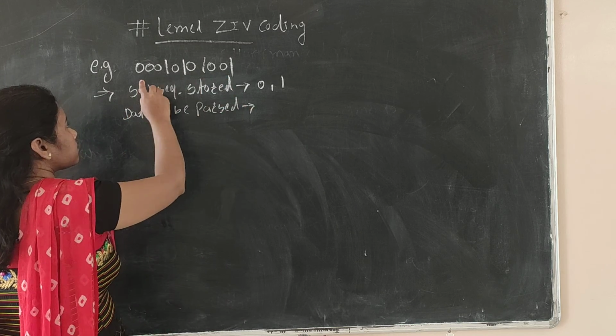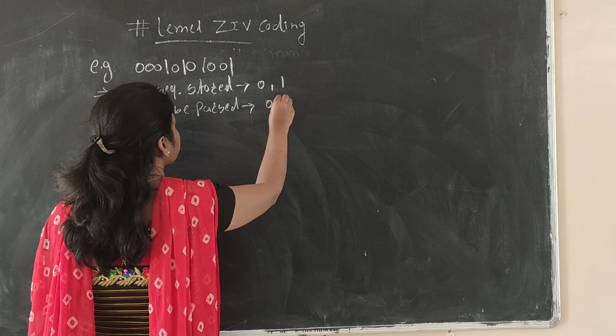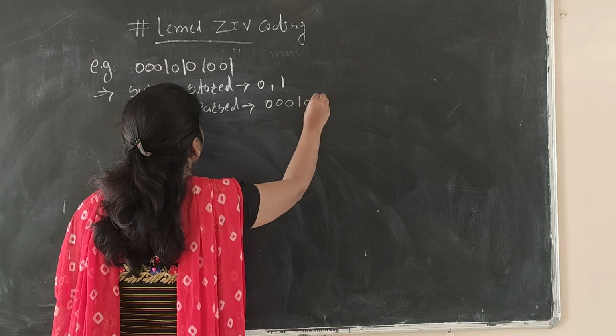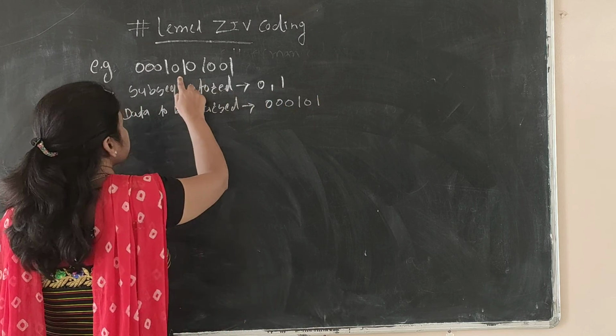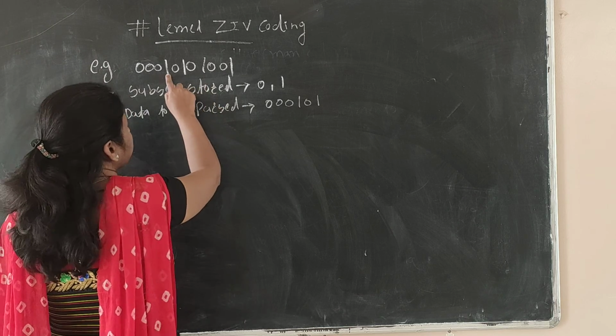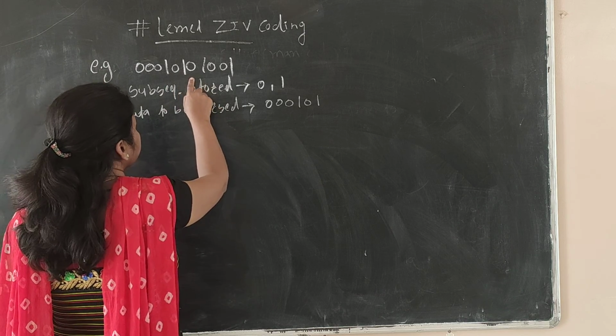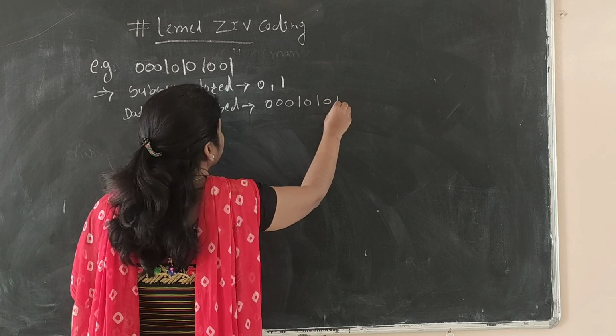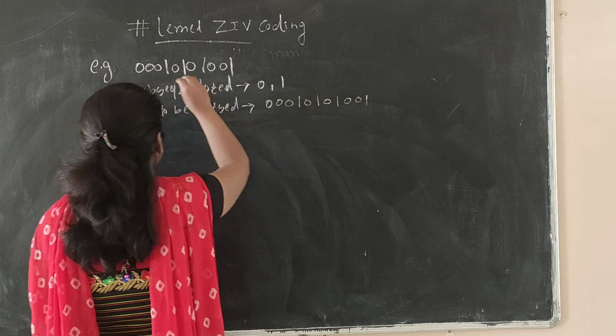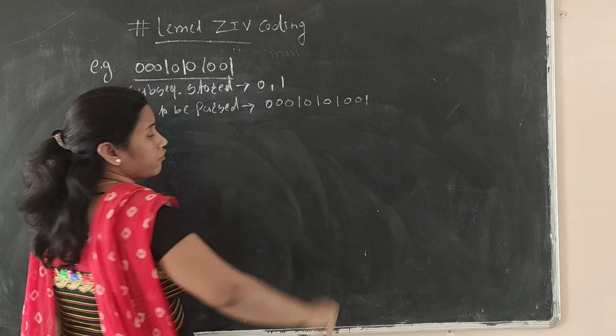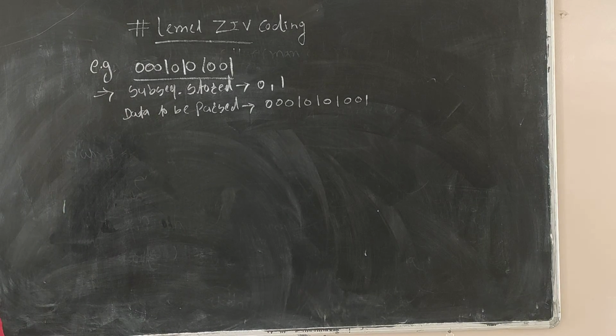We have to pass the given data: 0 0 0 1 0 1 1 0 1 0 1 0 1 0 0 1. This is as it is. This data stream we have taken to be passed. From the LHS, find the shortest subsequence.